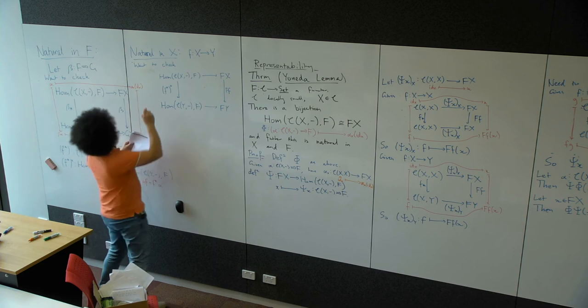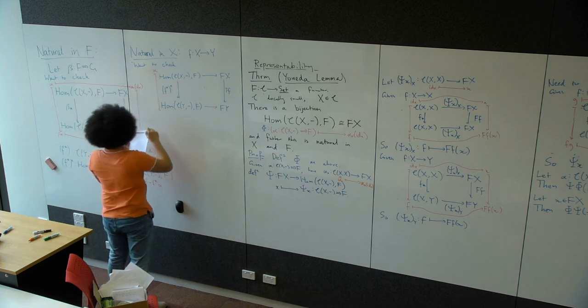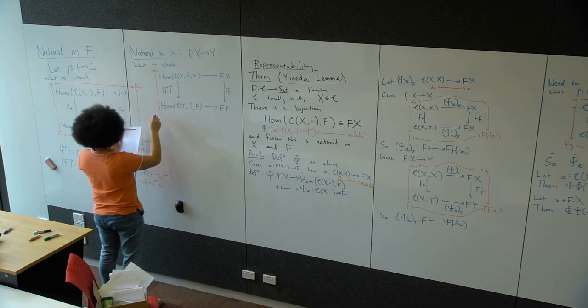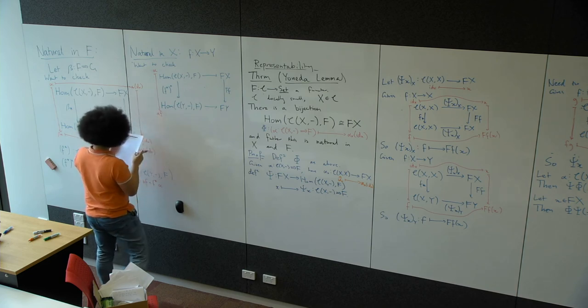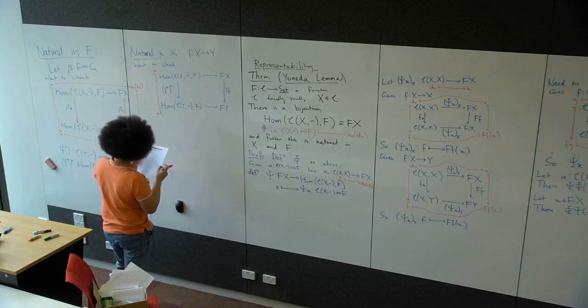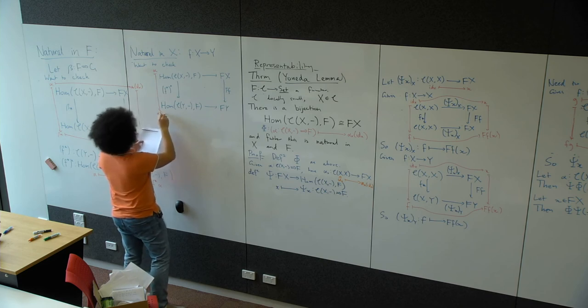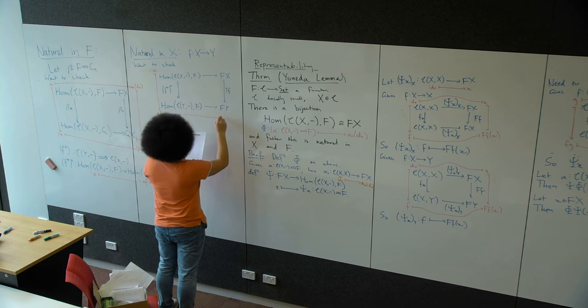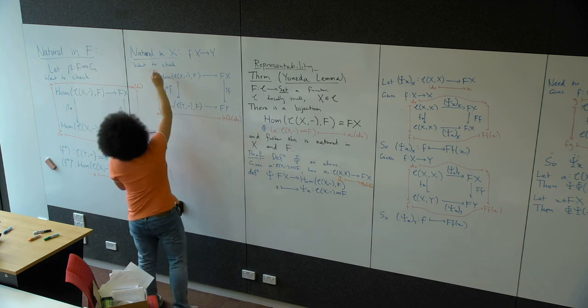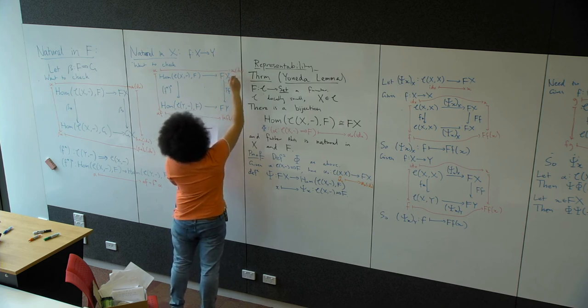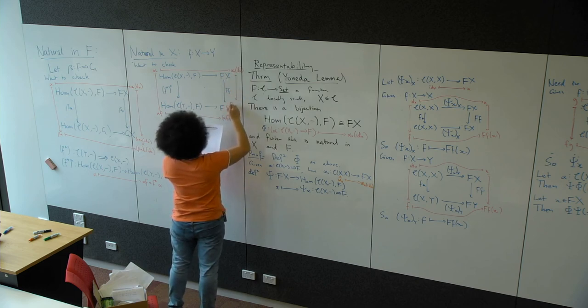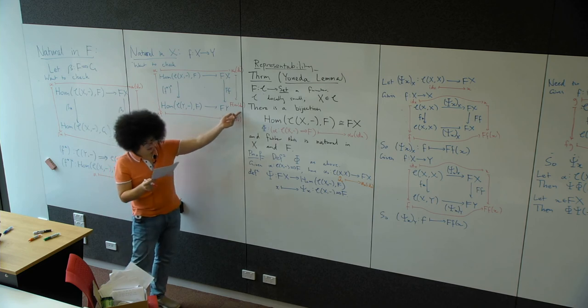So here I want to start with some natural transformation. This takes me to alpha f. And then this takes me to alpha f y of the identity on y. This takes me to alpha x of the identity on x. And then this takes me to f of f alpha x of the identity on x. And now I need to see that these two things are equal.